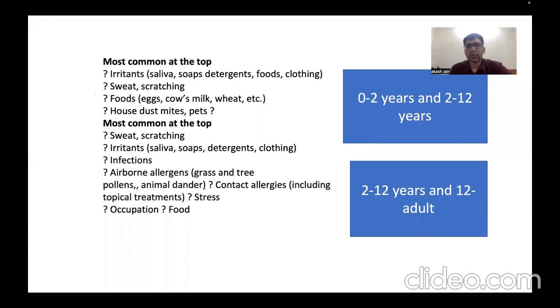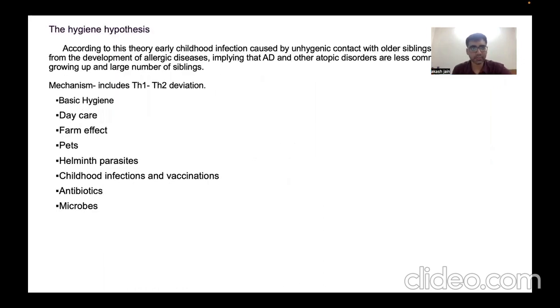Now, the most common environmental factors at the top are irritants, that is saliva, soap, detergents, food, clothing, in 0 to 2 years and 2 to 12 years of age. Sweat, scratching, foods like cow milk, eggs, meat, fish, and house dust mites or pets. And in the age group of 2 to 12 years and 12 years and above, that is in adults, apart from this, there are infections and airborne allergens like grass and tree pollen, animal dander. Stress can aggravate atopic dermatitis.